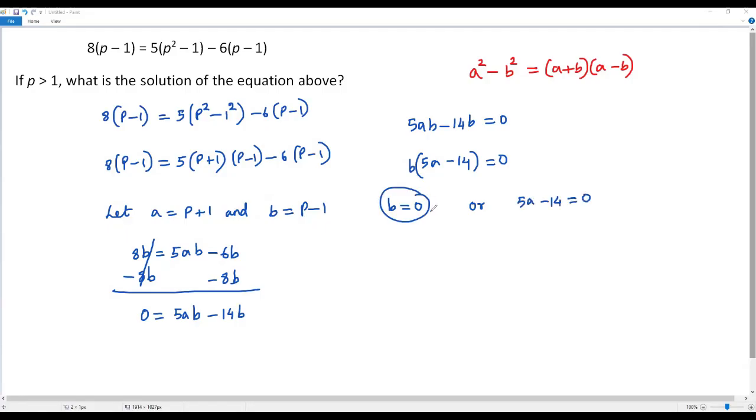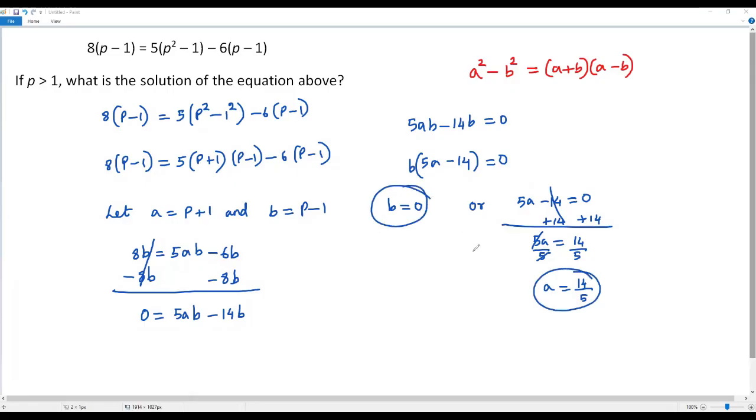In this one, it is already solved for b, that is b = 0. Let's solve for a in the other equation. Let me add 14 to both sides of this equation. Then negative 14 and positive 14 will cancel out. I'm getting 5a = 14. Let me divide both sides by 5. Then the 5 will cancel out, and I'm getting a = 14/5. Here I have solved for a and b. Actually, we have taken this a and b to make the solving process easier. Now we can replace a and b by the original expressions p + 1 and p − 1.